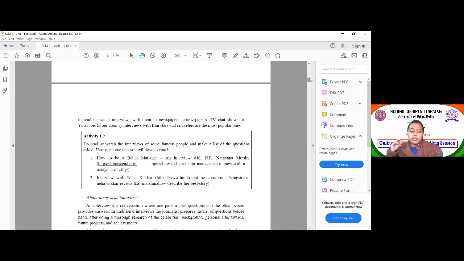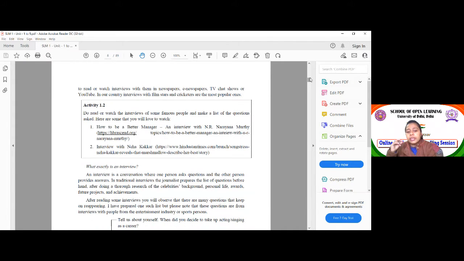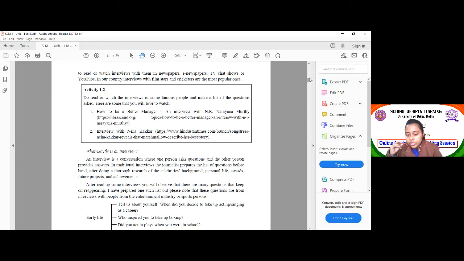So now let's see what an interview is: a conversation where one person asks questions and the other provides answers, something that we have already discussed. In traditional interviews, the journalist prepares the list of questions beforehand after doing a thorough research on the celebrity's background, personal life, awards, future projects, and achievements. After reading some interviews, you will observe that there are many questions that keep reappearing.